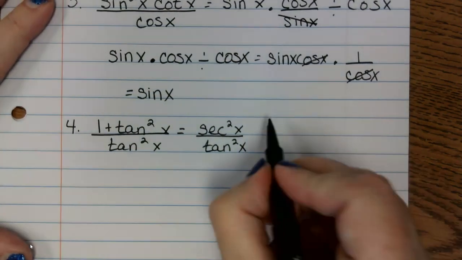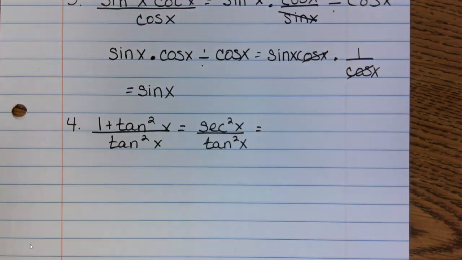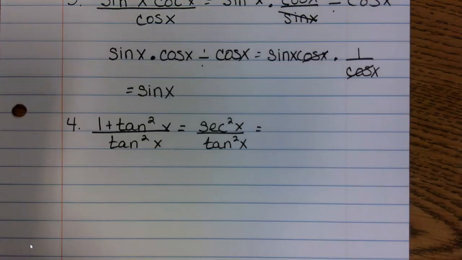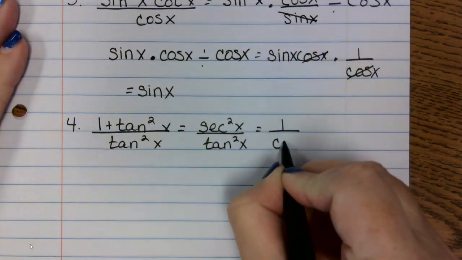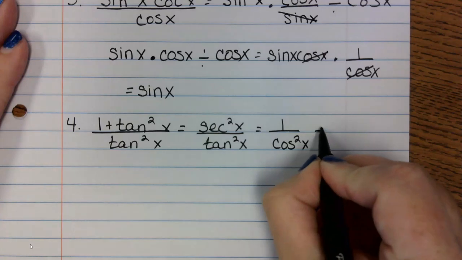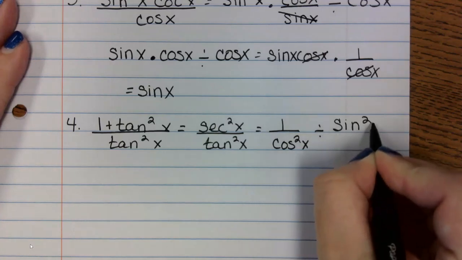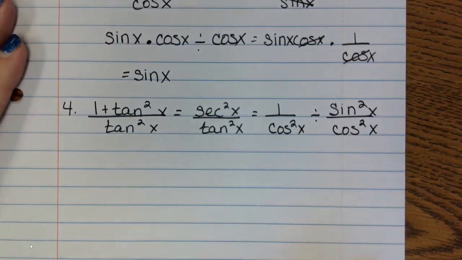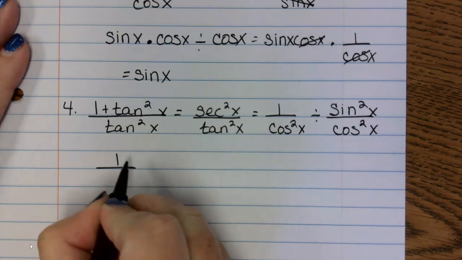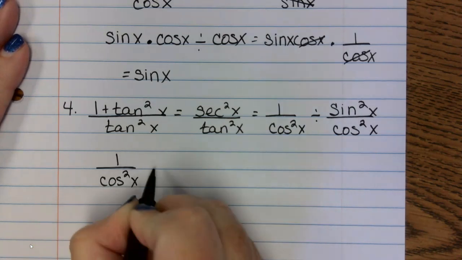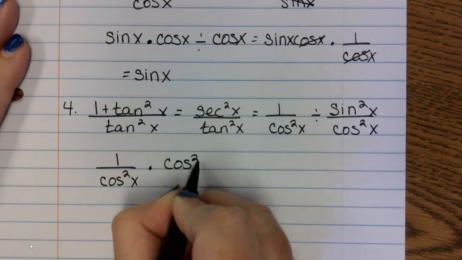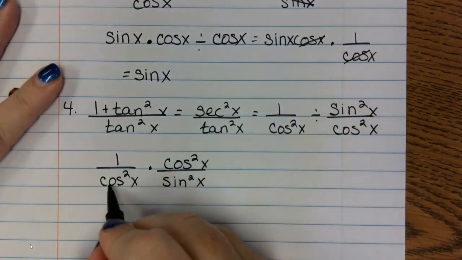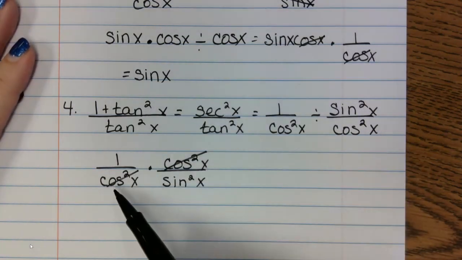Okie dokie. So now, let's put everything in terms of sine and cosine. So remember, secant is just 1 over cosine. So this will be 1 over cosine squared divided by sine squared over cosine squared. Okay, so what we're going to do now is keep change flip. So 1 over cosine squared times cosine squared over sine squared. And here the cosine squares cancel because I have 1 on bottom and 1 on top.